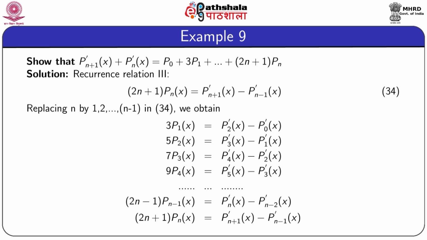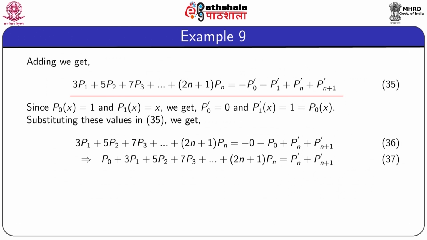If we now add all these expressions, you will see that this p 2 dash cancels with this p 2 dash, this p 3 dash cancels with this p 3 dash, and so on. So, if you add them, you will get the ultimate result as 3 p 1 plus 5 p 2 plus 7 p 3 plus dot dot 2 n plus 1 p n is equal to minus p dash 0 minus p 1 dash plus p dash n plus p dash n plus 1 given by equation number 35.